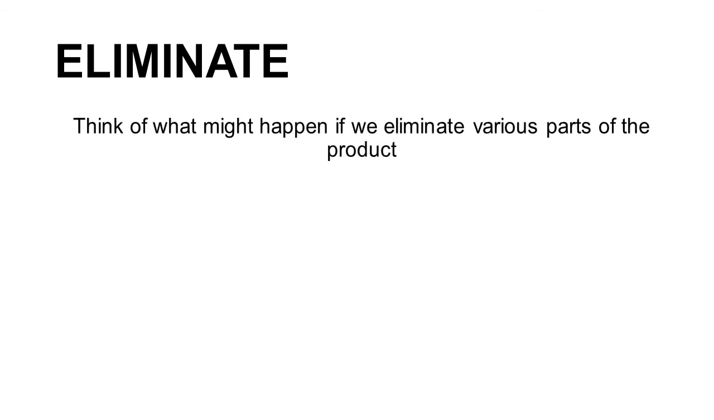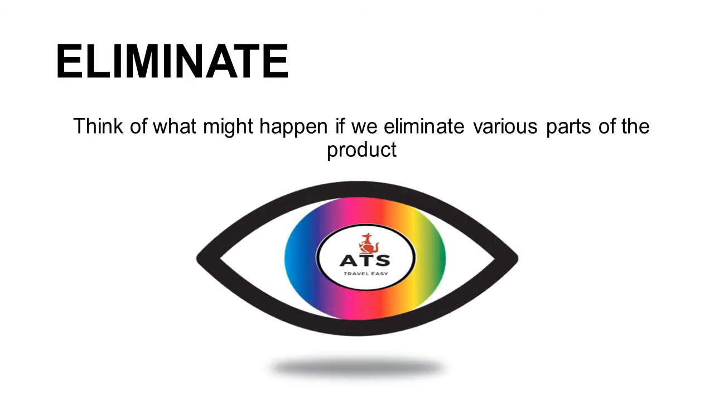In the eliminate stage, we thought of what might happen if we eliminate various parts of the product. For example, what would happen if I remove a component or part of it? How else would we achieve the solution without the normal way of doing it? We think we could eliminate the multi-language features, as non-English travelers could still use it, as the app is visually rich. We as a group collectively decided that this stage of the thinking process is irrelevant to our product, as we are not going to eliminate any element.